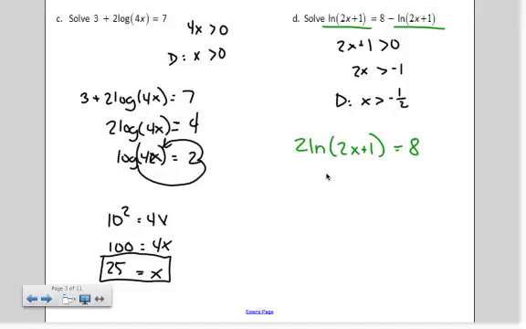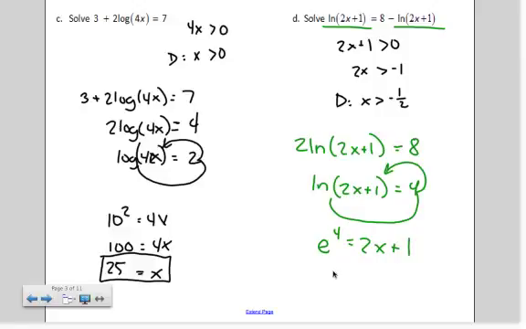Okay. And then, again, that 2 could become an exponent, but it's so much easier to divide both sides by the 2. So we get natural log of 2x plus 1 is 4. And now let's go ahead and write this exponentially. So I have e to the 4th equals 2x plus 1. And now we're doing basic algebra to subtract the 1 equals 2x. And let's write this as 1/2 times parentheses e to the 4th minus 1.